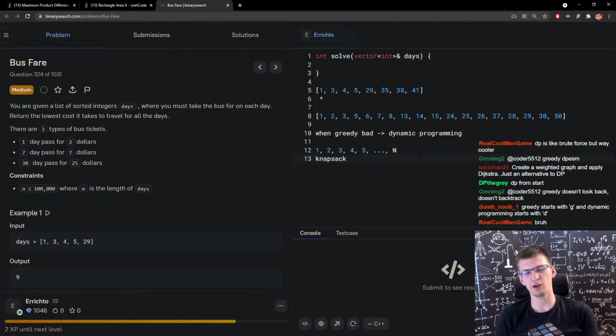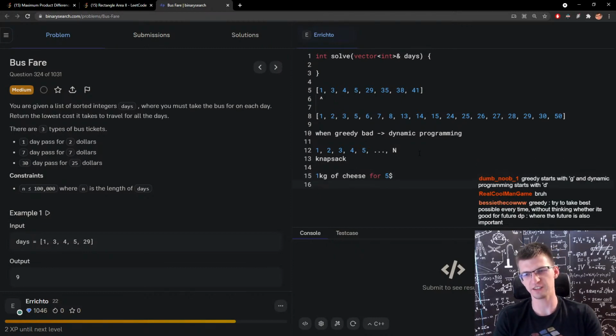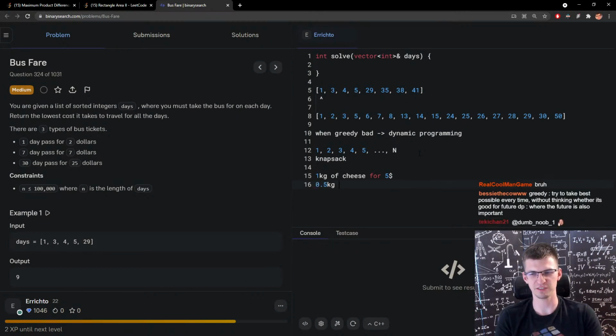It would be a bit like going through a shop. You enter a shop, you see one product. Let's say you see 1 kilogram of cheese for $5, and you buy it. That would be greedy. And you don't care if later there is some kind of promo, or later you can buy half a kilogram of cheese for $2. Maybe later you will see this element.